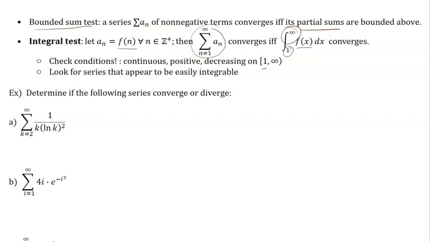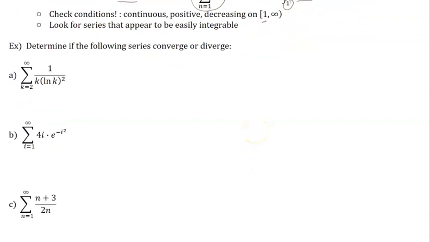All right, so let's go through a couple examples. For this first one, we have the sum from 2 to infinity, notice we're not starting at 1, of 1 over k times the quantity natural log of k squared. It does not matter that the index variable here is a k. It could be an n, an i, a k, all of those are common. The first thing we do is check the conditions. So is this a positive and continuous and decreasing function if I write it as f of x? Like if f of x is 1 over x times natural log of x squared, is it continuous, positive, and decreasing on 2 to infinity? And the answer is yes, it is.